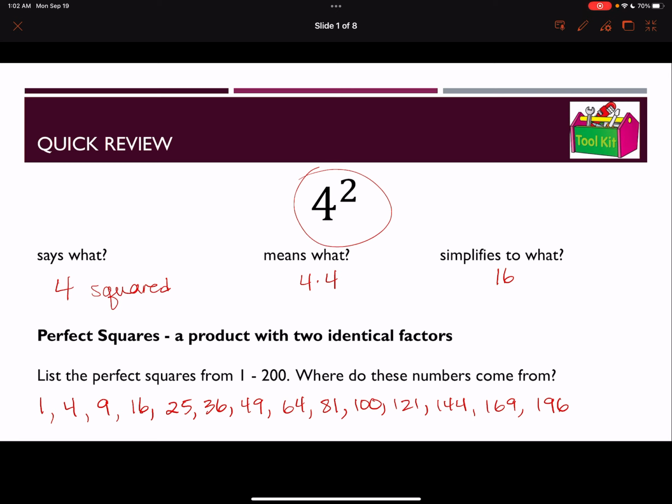14 times 14, which is close to 200. And then if I were to do 15 times 15, or in other words, 15 squared, I would get 225, which is above 200. So you don't have to write it down in your list. But just so you know, now we have all of the perfect squares between 1 to 200, and then you have one more there for bonus points.